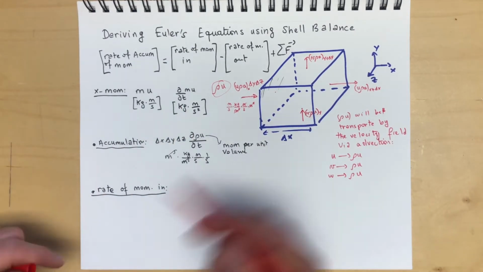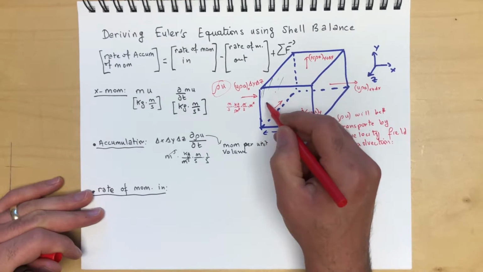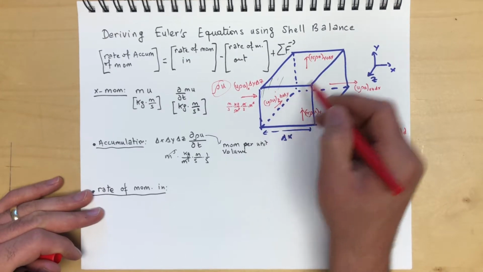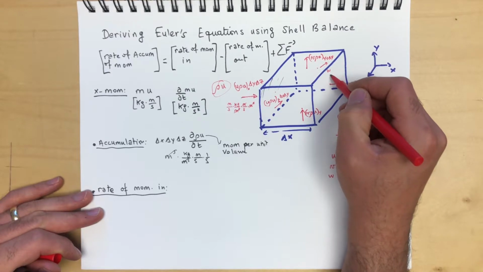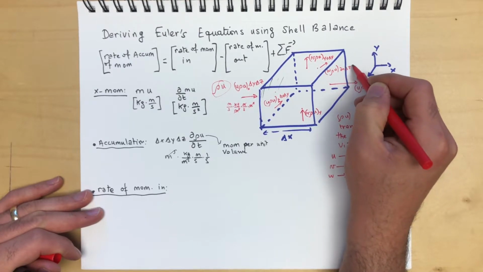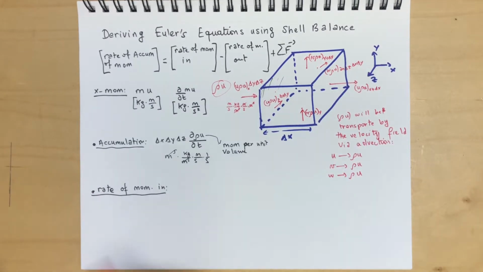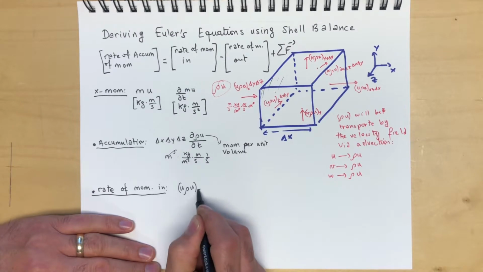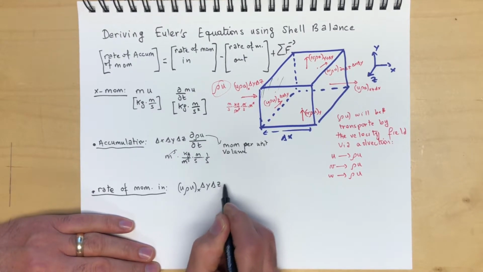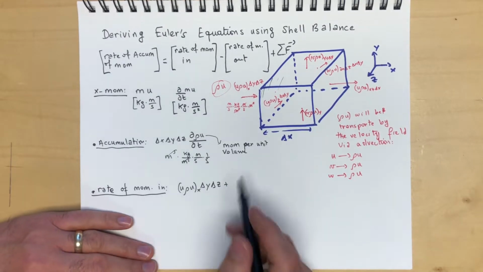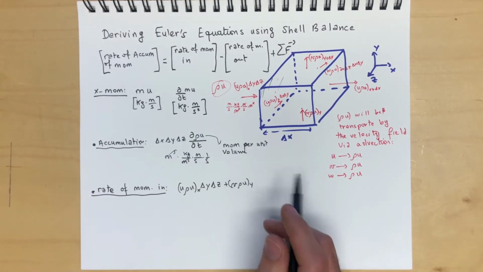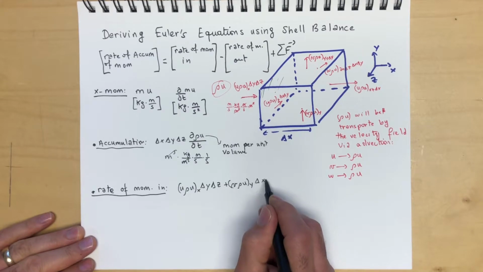Okay, and same thing in the z direction. You have w rho u at location z times delta x delta y, and what's coming out is also w rho u at z plus delta z times delta x delta y, etc. So in other words, the rate of momentum coming in is u rho u at x times delta y delta z plus, so we're summing up everything that's coming in, plus v rho u at y times delta x delta z.